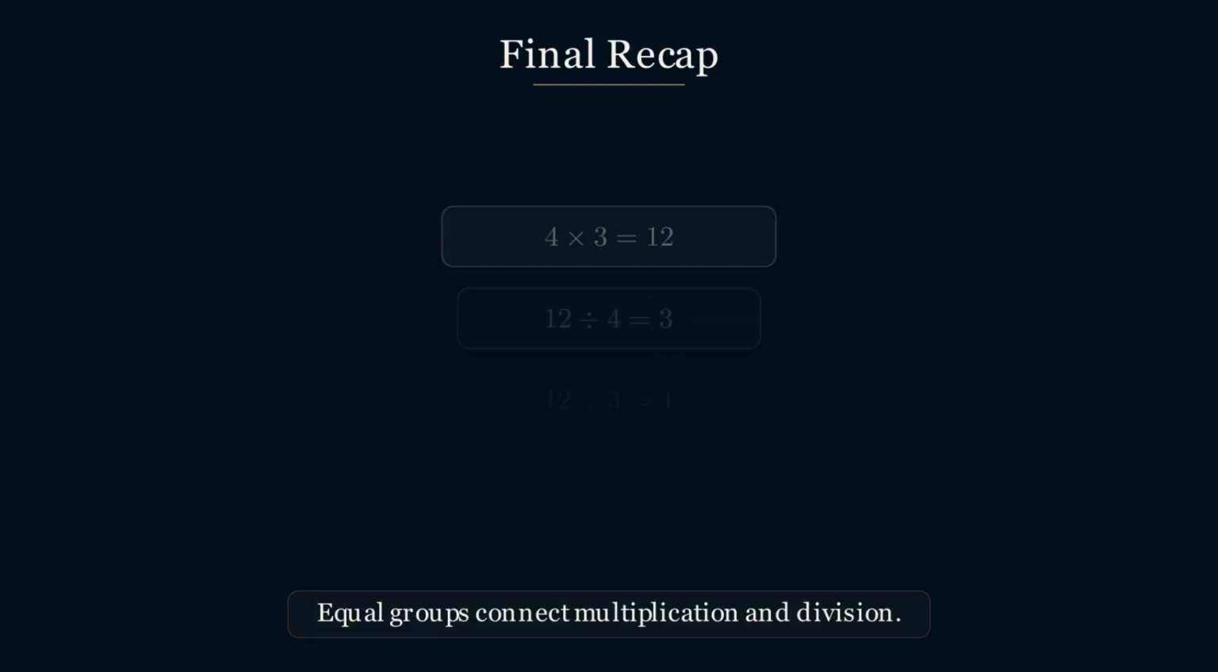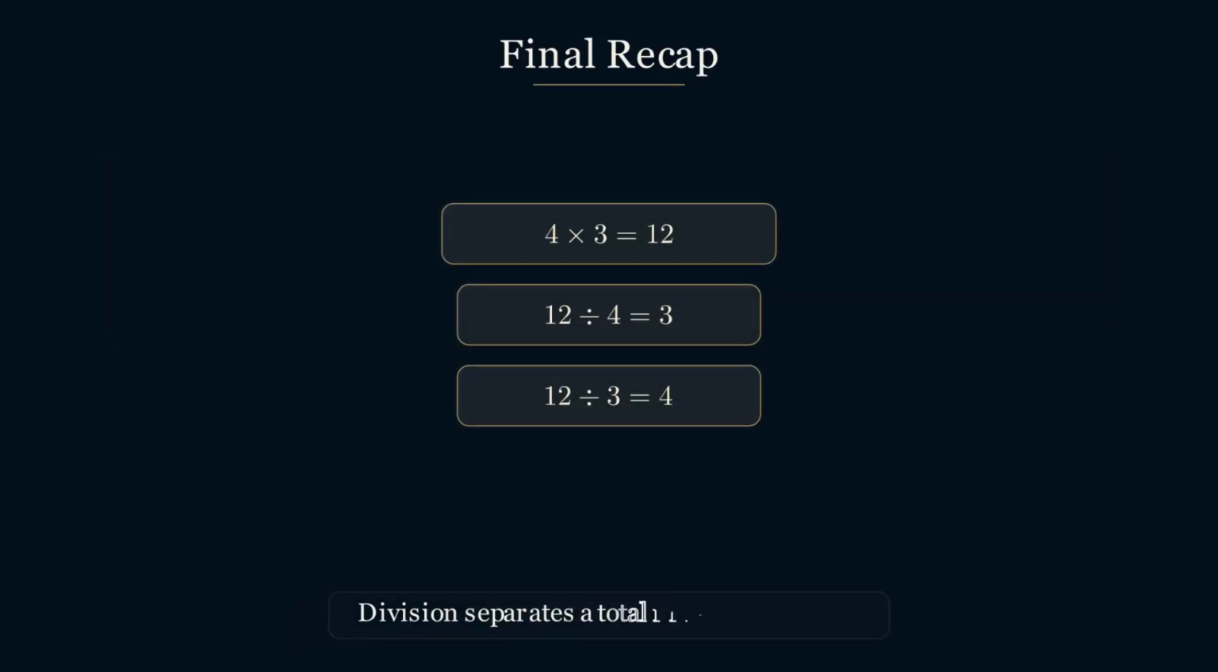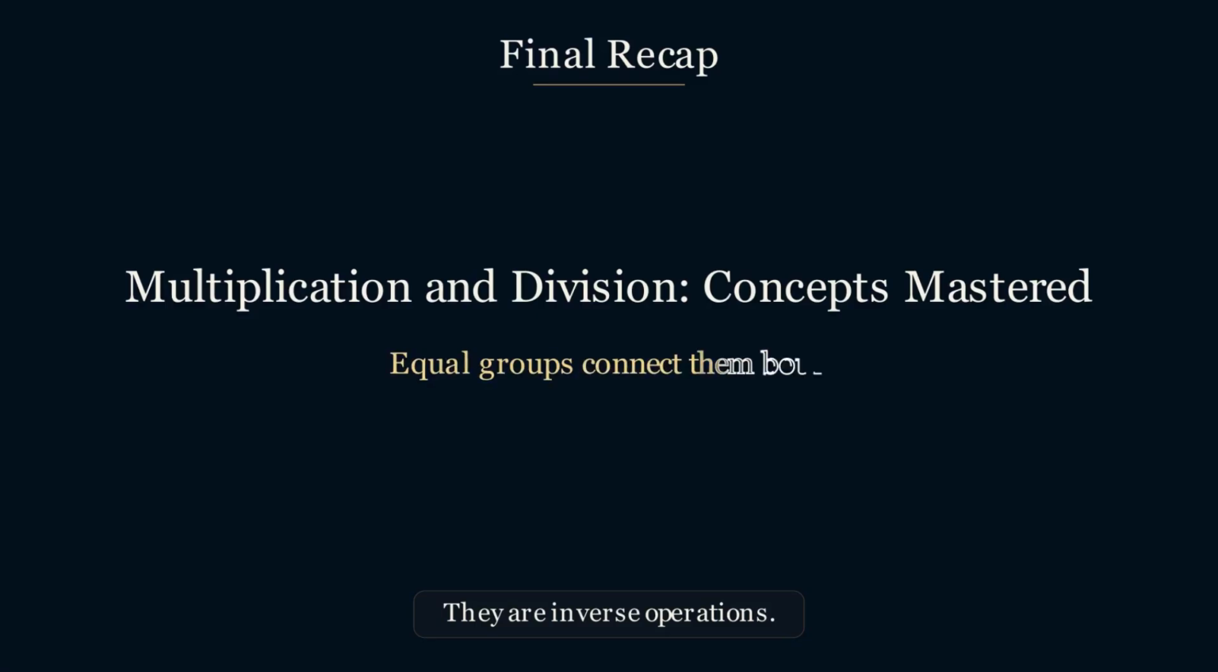Multiplication builds equal groups into a total. Division starts with a total and separates it into equal groups. They are inverse operations. When you see multiplication, think equal groups, copies, arrays, scaling, building a total. When you see division, think sharing, grouping, splitting, and undoing multiplication. Equal groups connect them both. Multiplication and division are not just symbols, they are structures you can see, build, and understand.